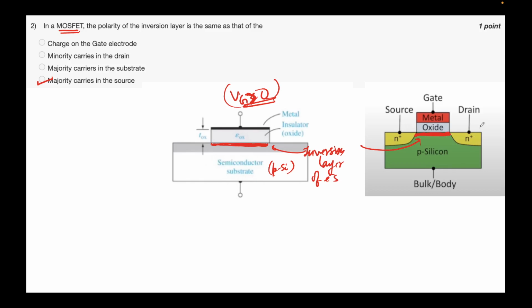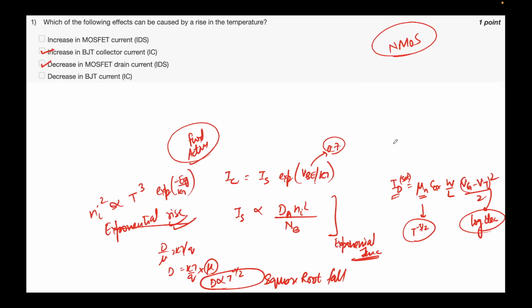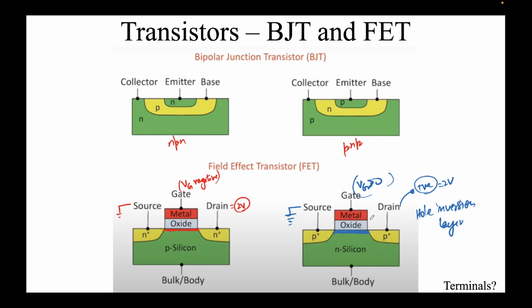Okay, so till this point, we had talked about the basic structure of a MOSFET and the various terminals that it has, the 4 terminals in this case. I think I missed a term. Actually this is wrong here. The Vg will not be negative here.